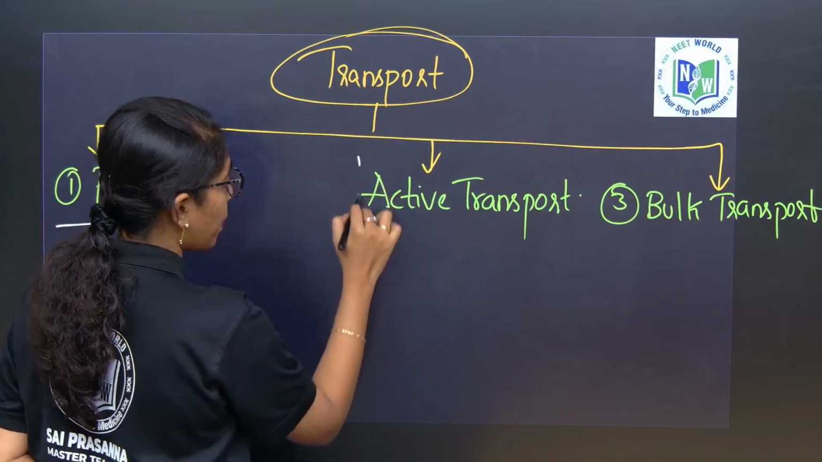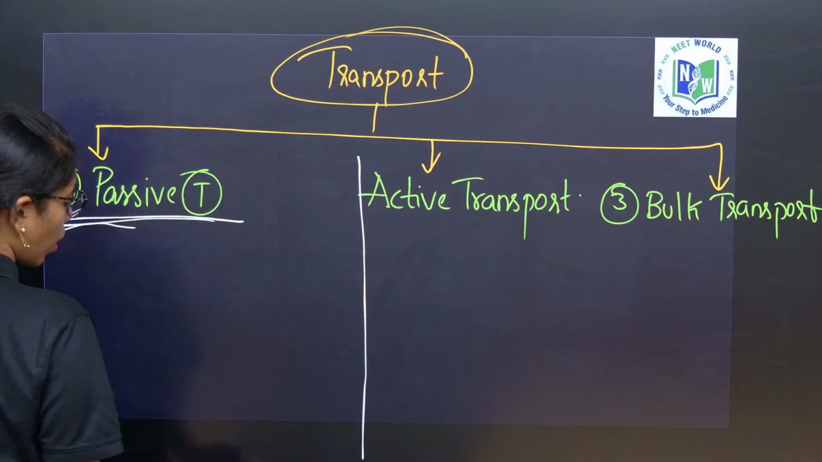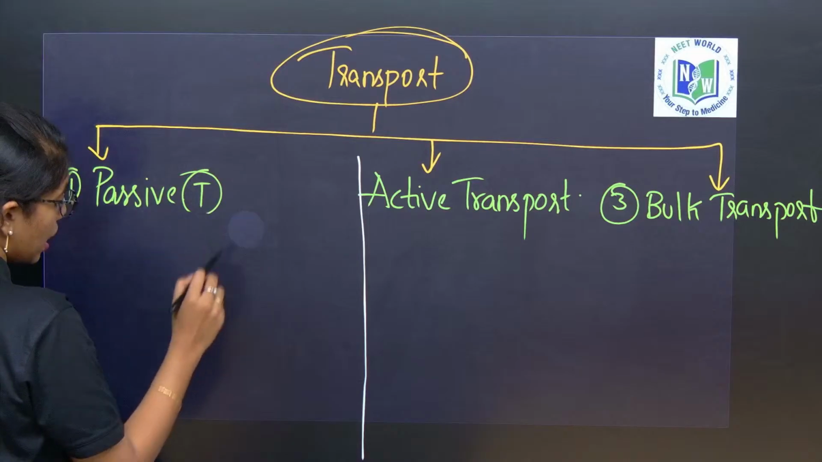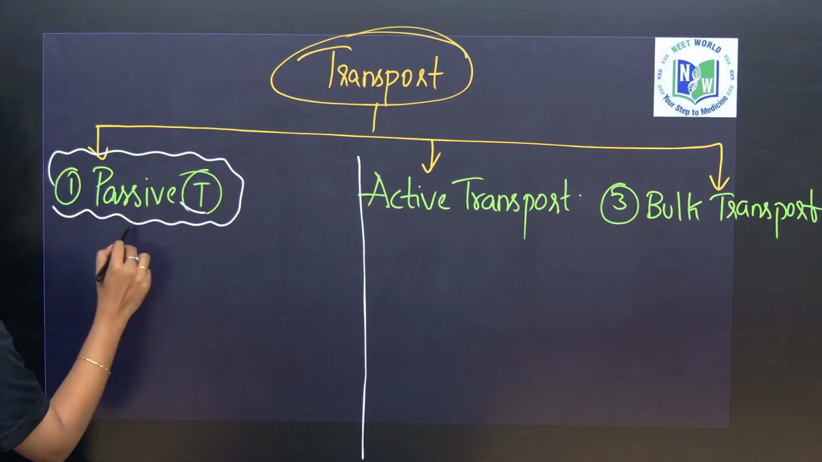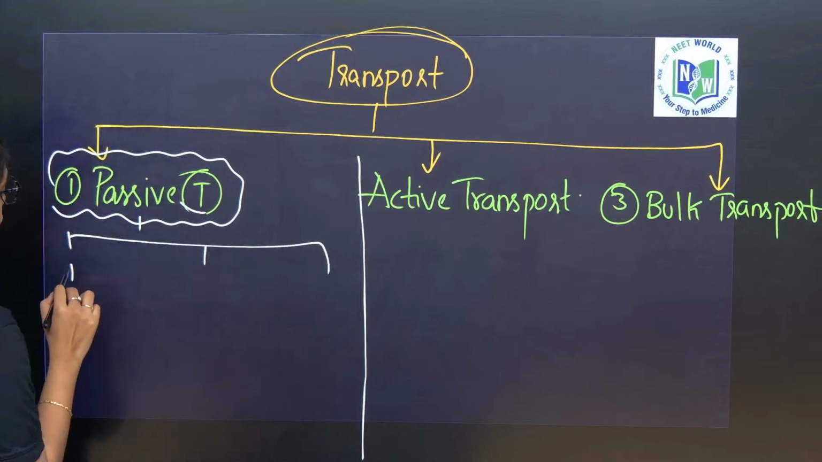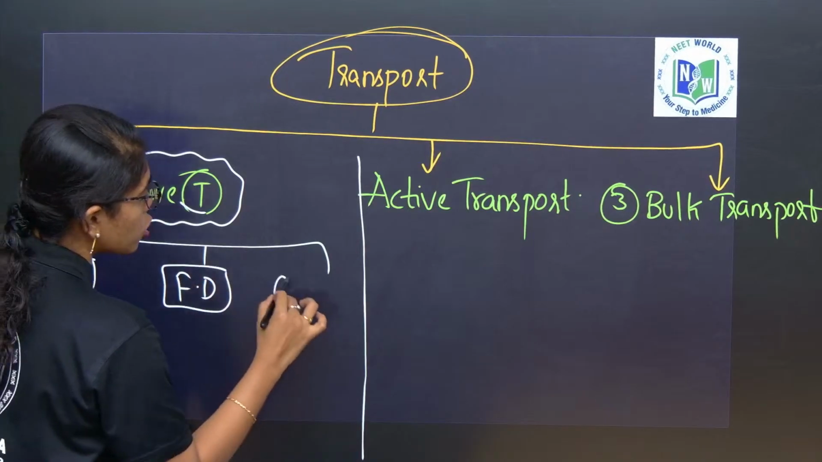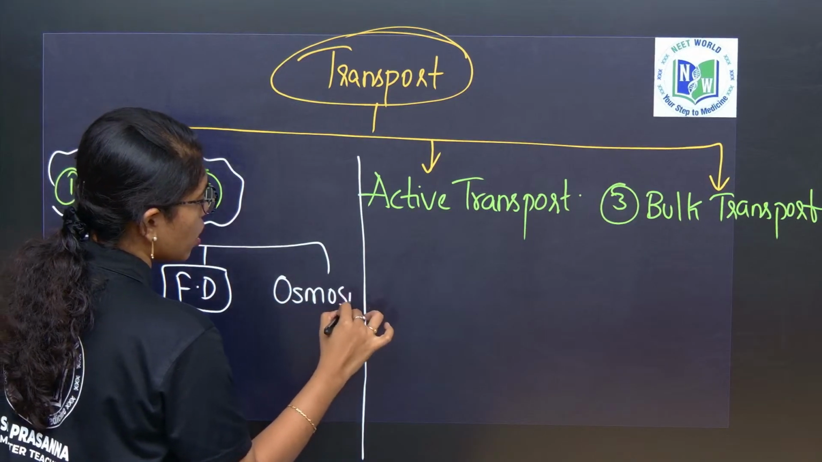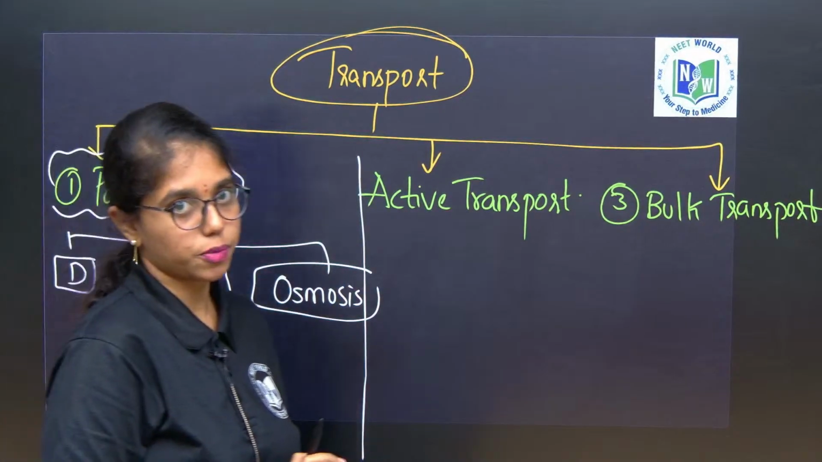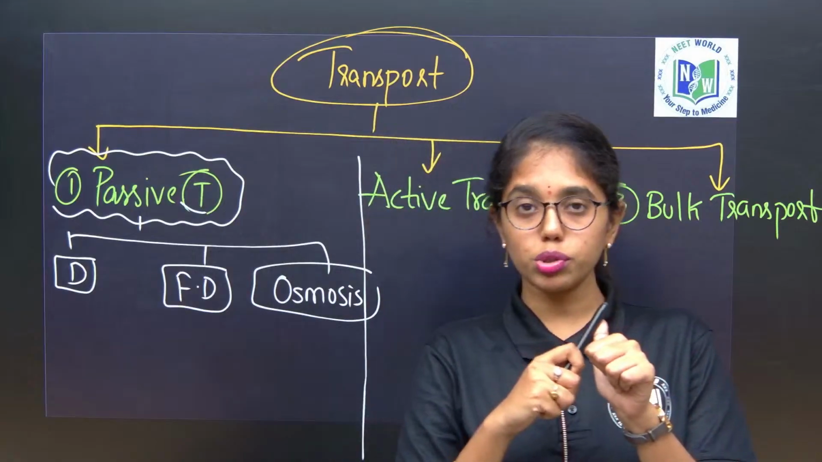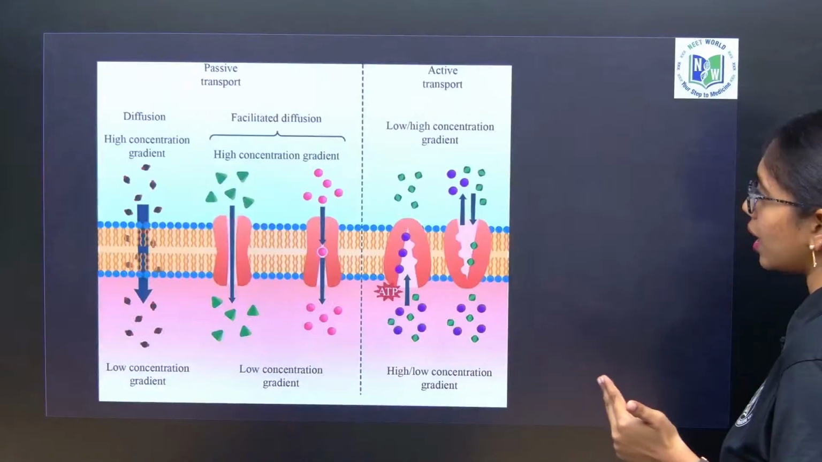What comes under passive transport? Diffusion, facilitated diffusion and osmosis. These are the three patterns of passive transport. Let us look into all the three types.